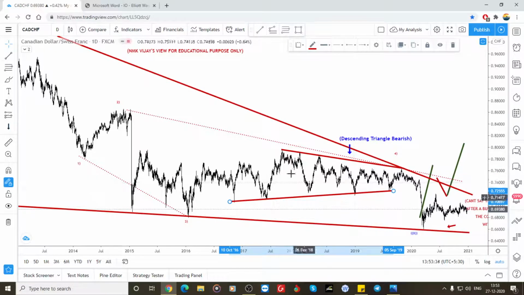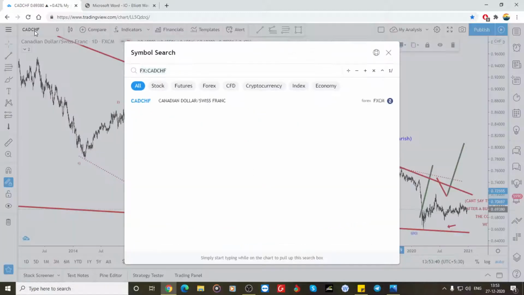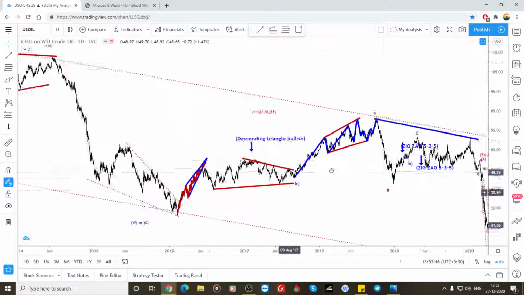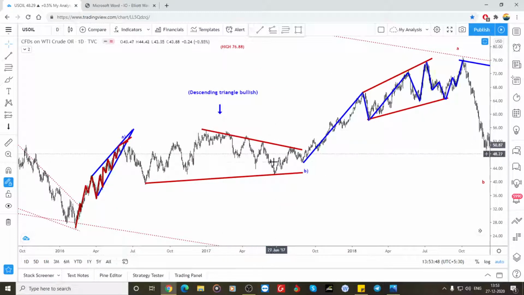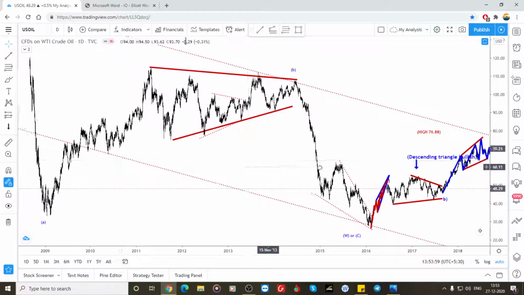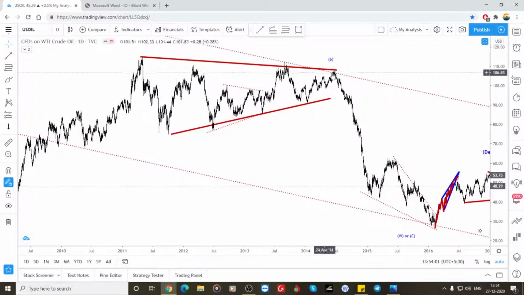So for example, I'm just going to keep on showing this and searching all those things, and then I will explain to you. And one more in US oil also, the triangle here. It's almost looking like the bottom is flat and, sorry, the top is declining. So here is also one triangle, and here is also one triangle.